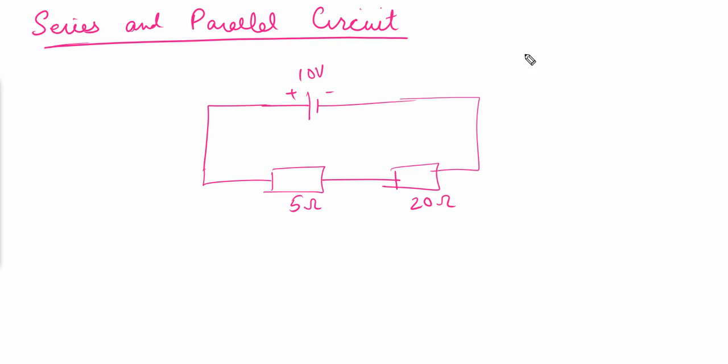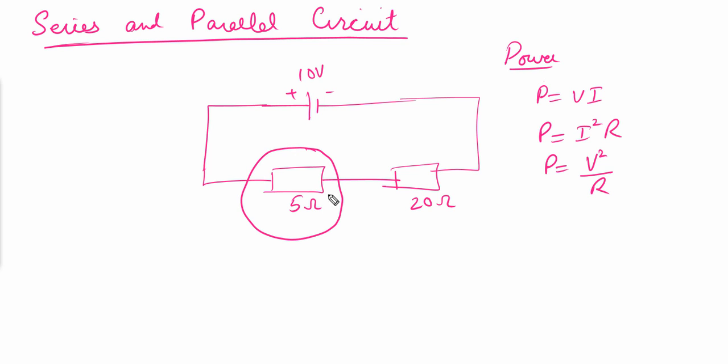Remember that if you have to find out the power in a circuit, power can be found by three formulas. By definition, power is the rate of change of energy, but in circuits we use three formulas in order to find out the power. So power is equal to VI, power is equal to I square R, and power is equal to V square over R. So let's suppose we have to find out the total power spent across this resistor.